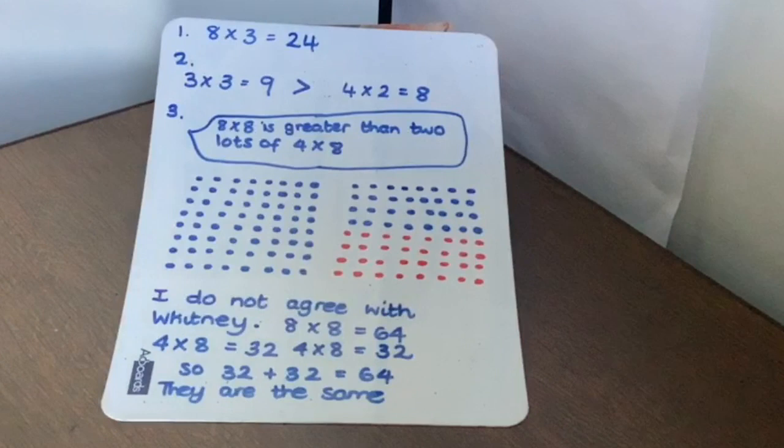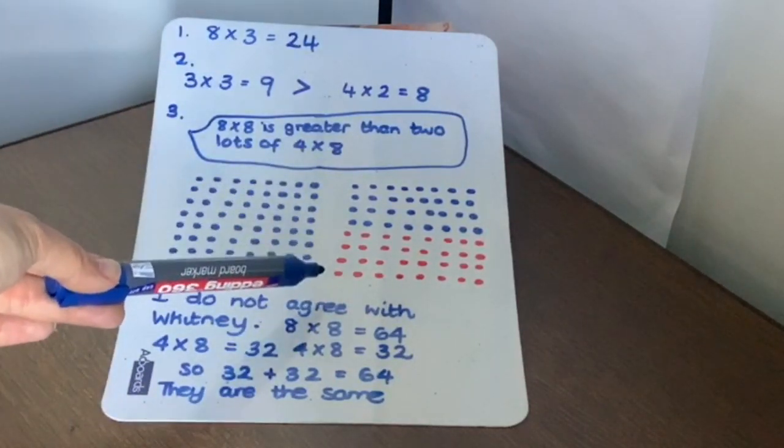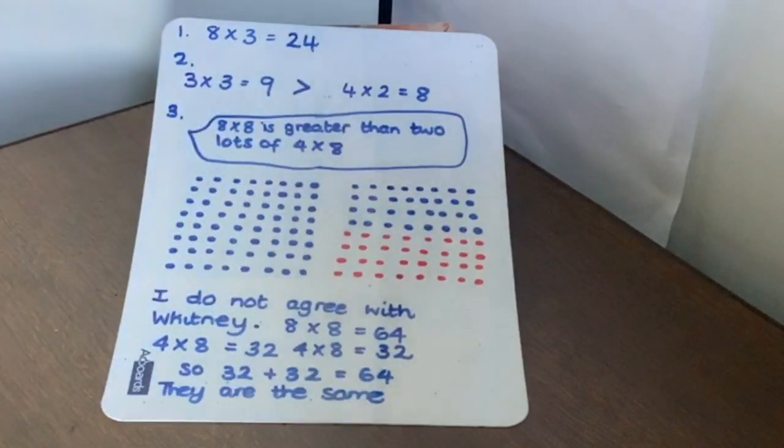Okay, question 3. Whitney said 8 multiplied by 8 is greater than 2 lots of 4 times 8, sorry. Now, if you look at it in dot paper, I tried to show you that when you draw it in dot paper, the pictorial really shows you visually what the answer would be. So you can see there's 8 times 8 on the left, and then I've done 4 times 8 in the blue and 4 times 8 in the red, and you can see they're exactly the same.